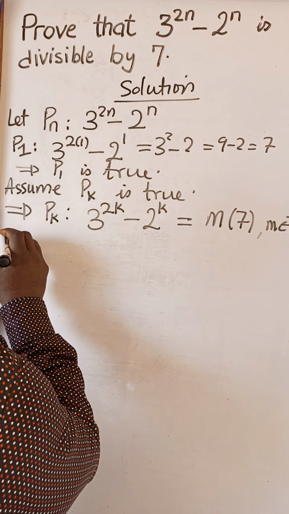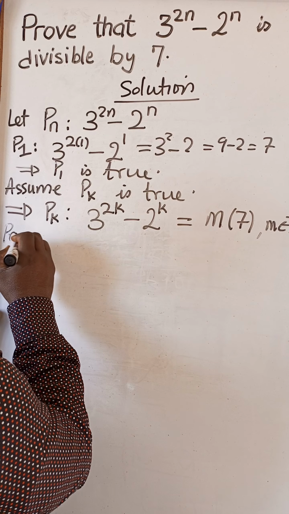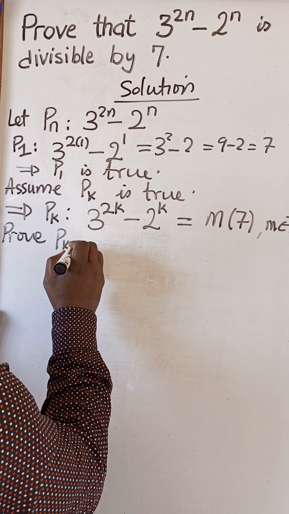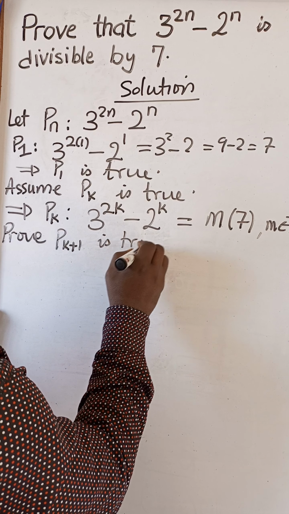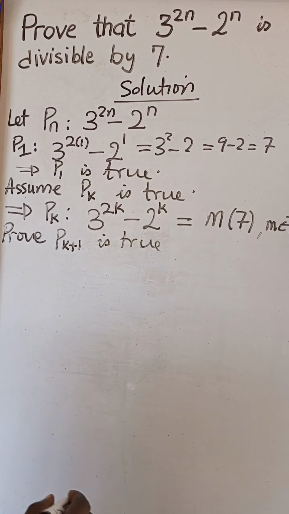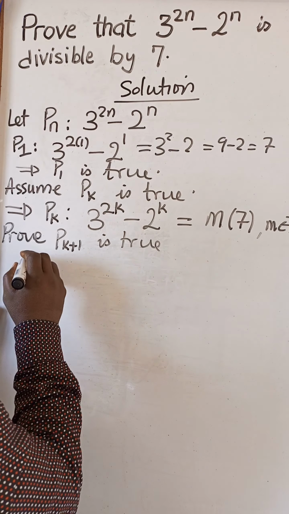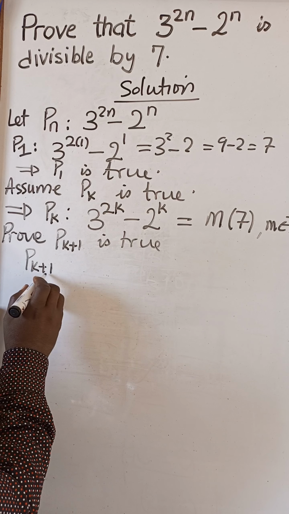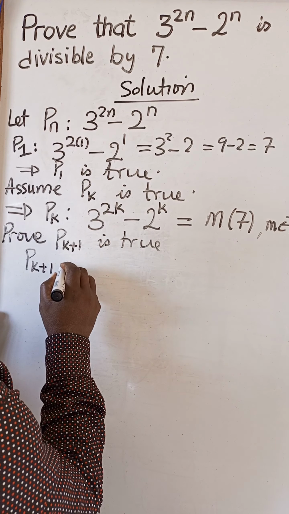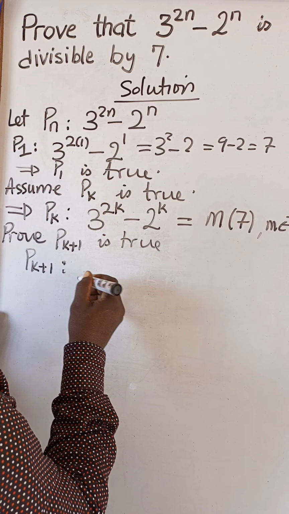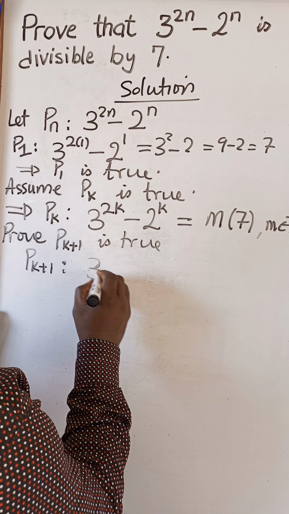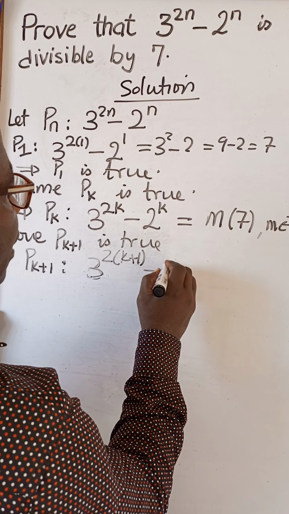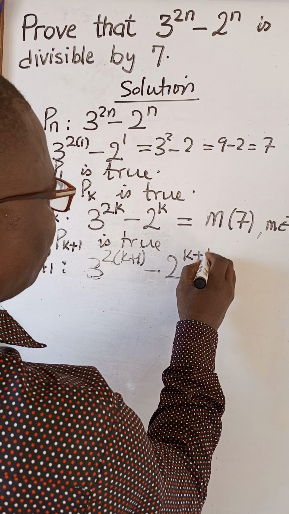Fine. So we assume that, and then we have to prove that the statement is true for the next whole number after k, and that next whole number is k plus 1. What is Pk plus 1? It simply means that n gets the value k plus 1 in our expression. So Pk plus 1 is 3 to the 2 times k plus 1, minus 2 to the k plus 1.